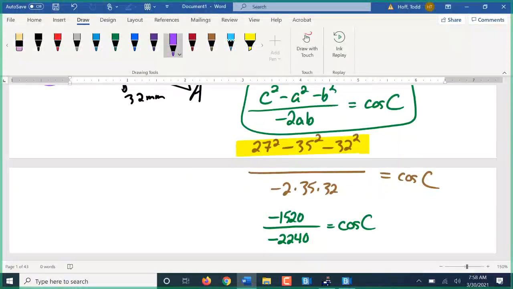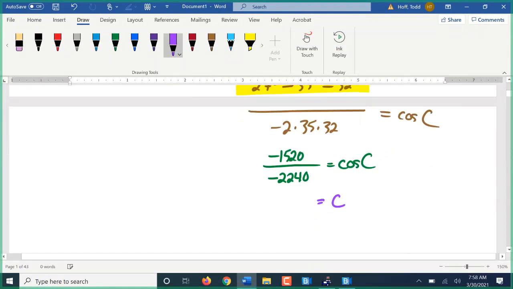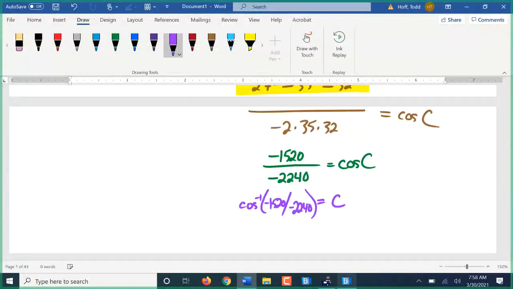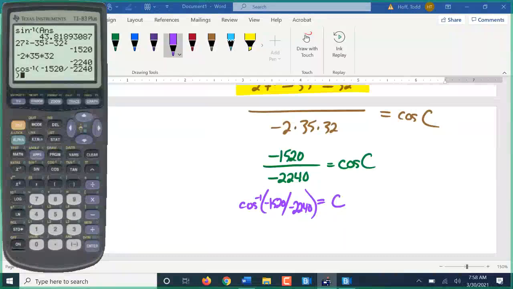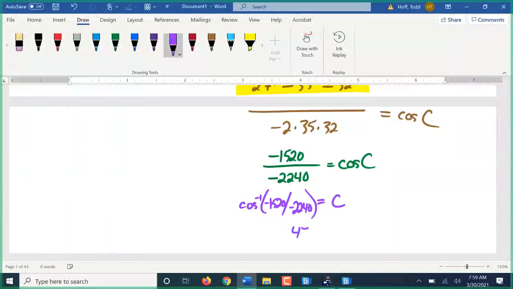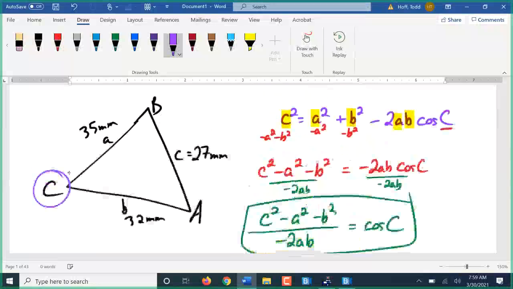So C is just going to be the inverse cosine of negative 1520 divided by negative 2240. Now, a negative divided by a negative is a positive, so I could leave out the negatives if I wanted to, but there will be times where one of those numbers is positive, so we have to make sure we keep the signs straight. So inverse cosine negative 1520 divided by negative 2240. Close that parentheses. We get C is 47.27 degrees. So C here, 47.27 degrees.